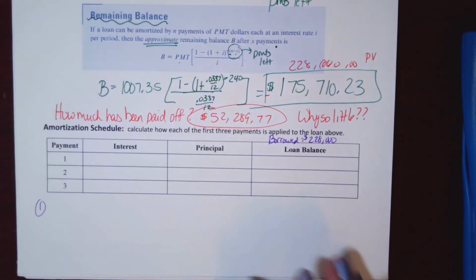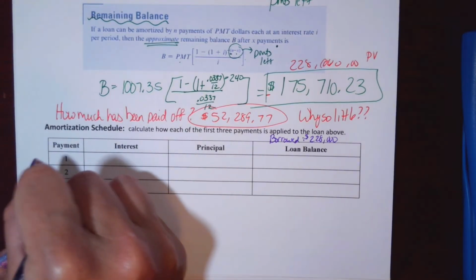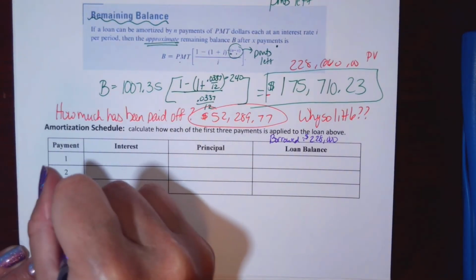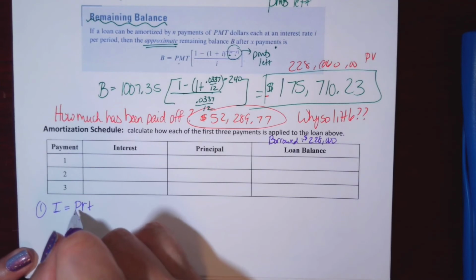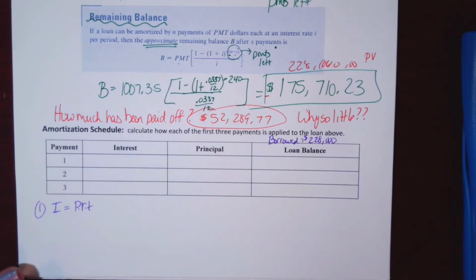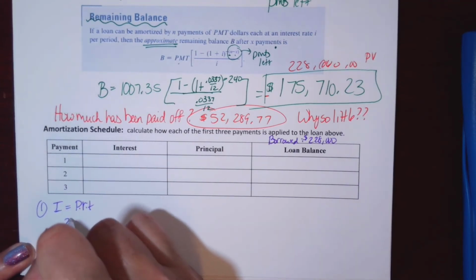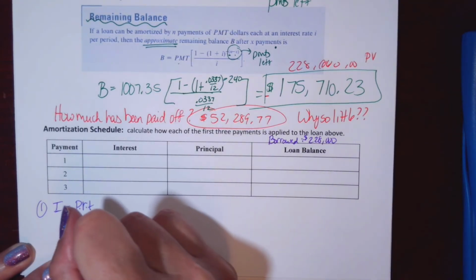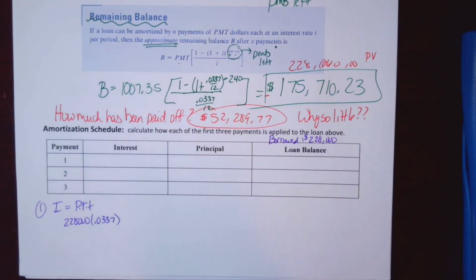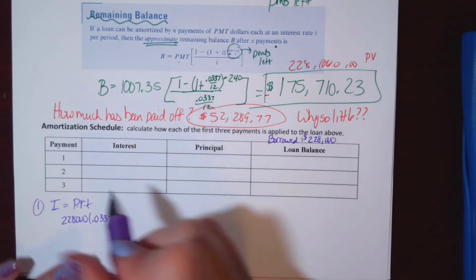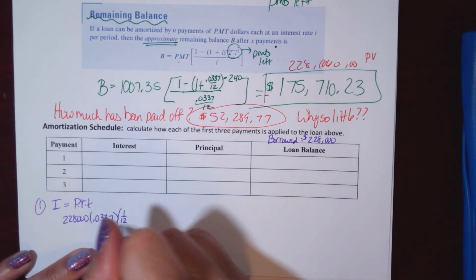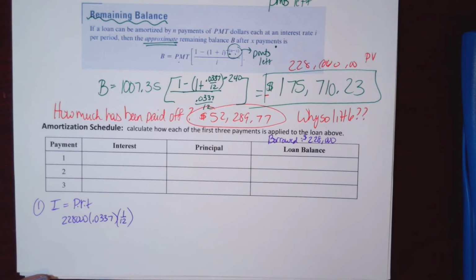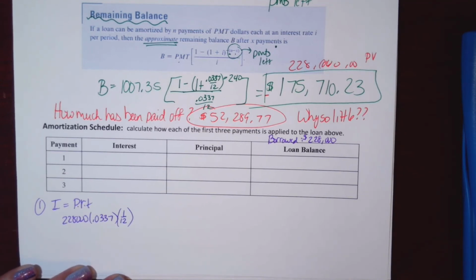We make one payment, and we can use our simple interest formula to determine how much of that payment goes to interest. PRT. And simple interest is interest equals principal times rate times time. So our principal was the amount we borrowed. Our rate was the 0.0337%, and our time is 1 month. Remember, this is always annual unless we're told differently, so it's a 1/12 of a year.